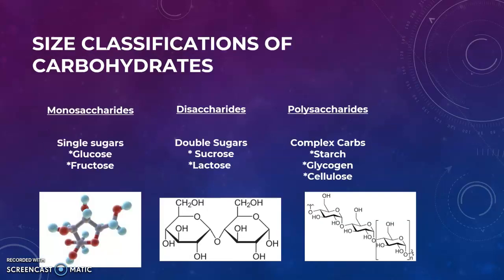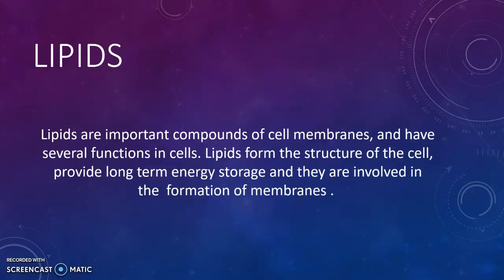The size classifications of carbohydrates are monosaccharides, which are single sugars such as glucose and fructose; disaccharides, which are double sugars such as sucrose and lactose; and polysaccharides, which are complex carbs such as starch, glycogen, and cellulose.